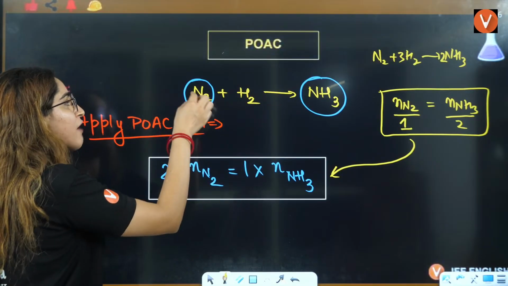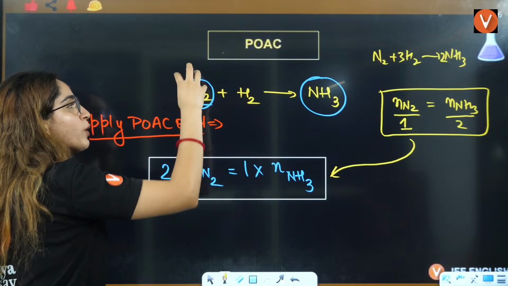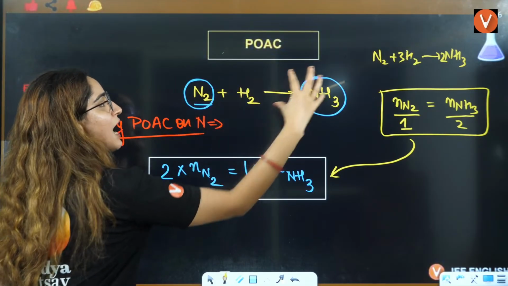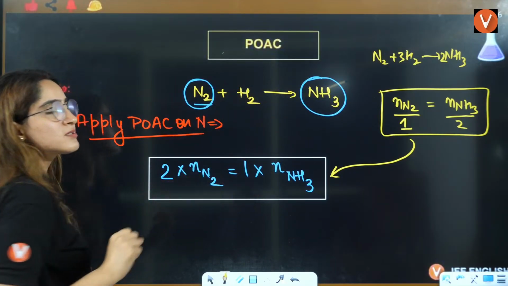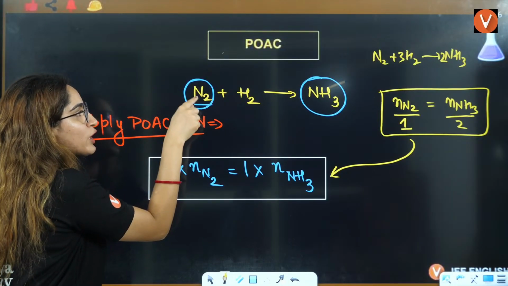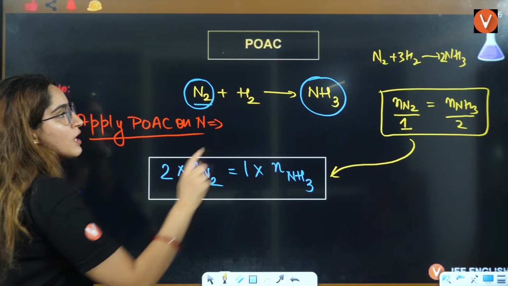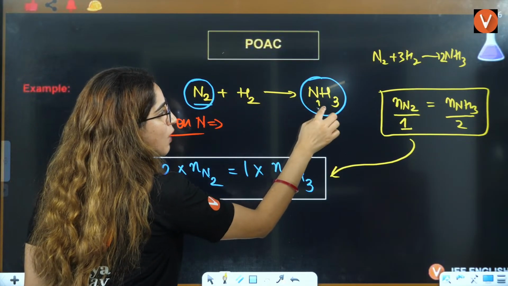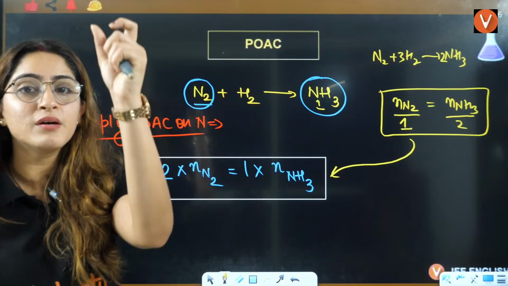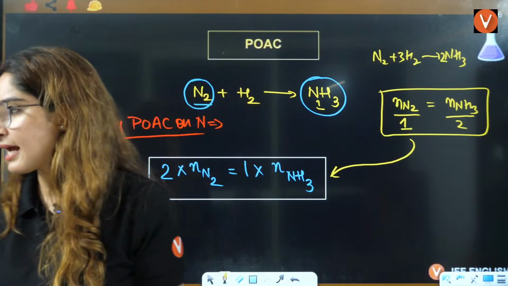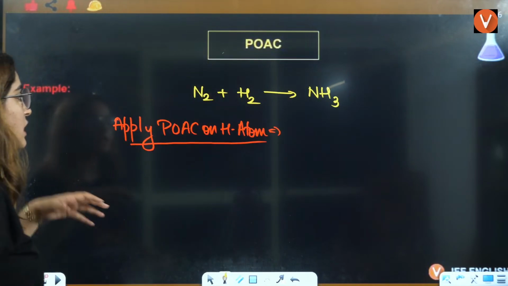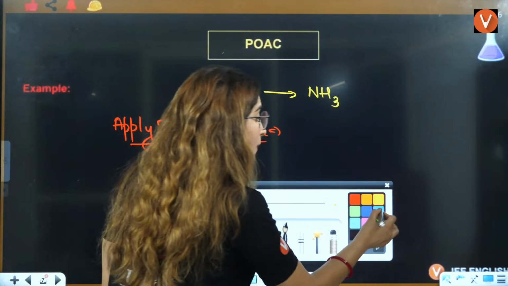When you apply POAC on nitrogen, nitrogen is present here and here. So you equate this nitrogen, then you multiply it with the nitrogen atoms here. In 1 molecule you have 2, so you multiply it with 2. Here in 1 molecule you have 1, so you multiply it with 1. Aren't you getting the same answer here? That is how it is applied. Firstly, you just learn how to apply this.